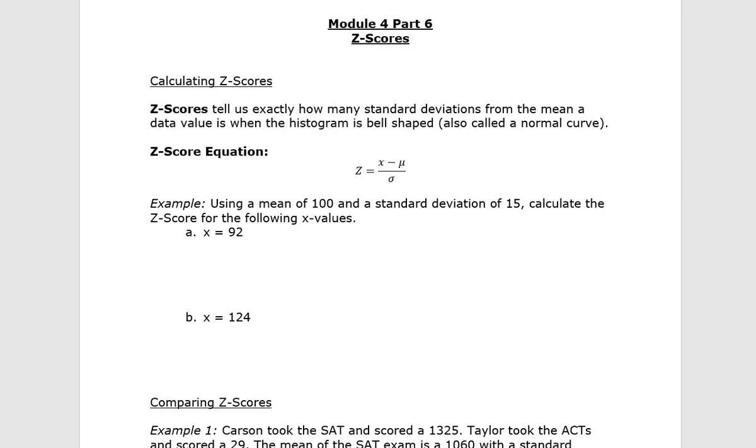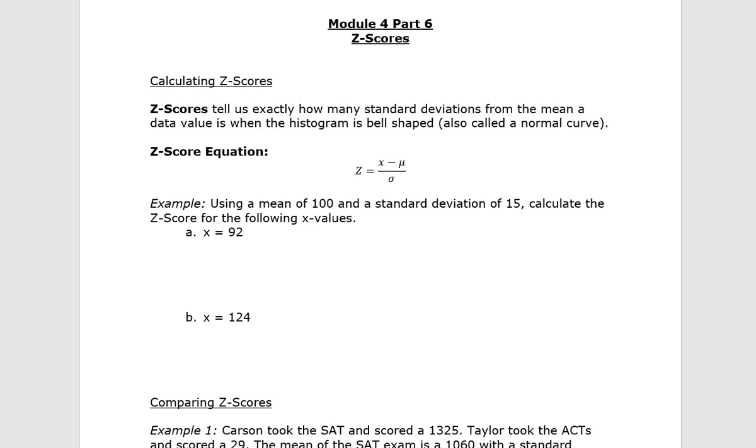In this video we're going to discuss z-scores. First, we're going to learn how to compute the z-scores. Why do we use the z-scores to begin with? The z-scores tell us exactly how many standard deviations from the mean a data value is when the histogram is bell-shaped, also called a normal curve.